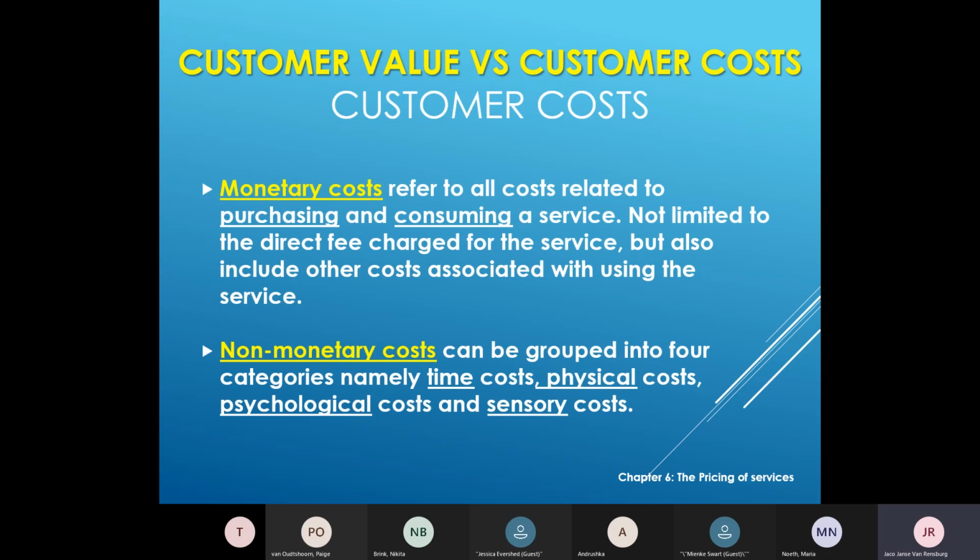Now we're talking about customer value. Is it too expensive in your opinion, or do you get proper value from it? Do you think it's value for money?